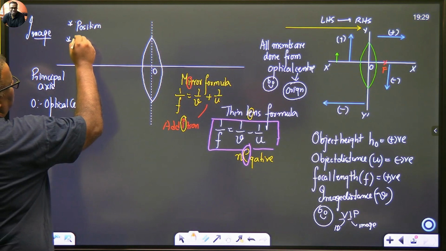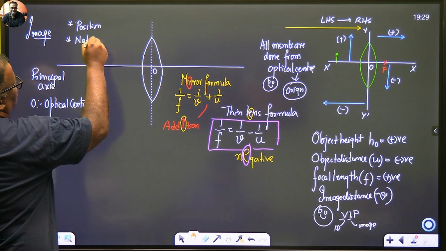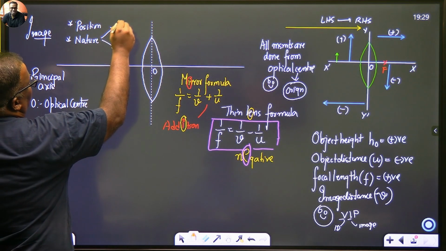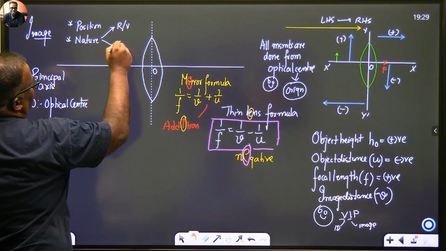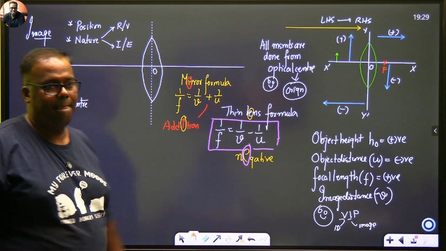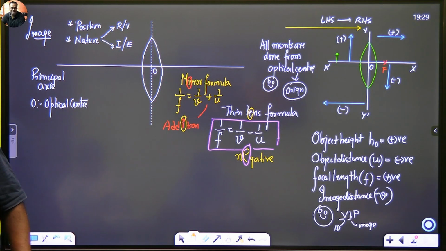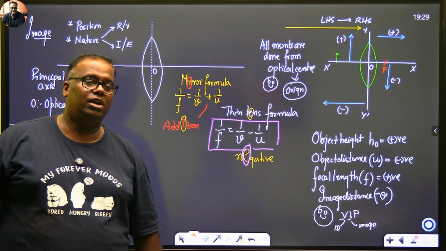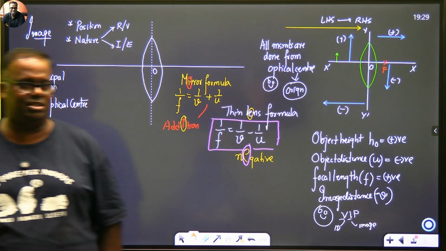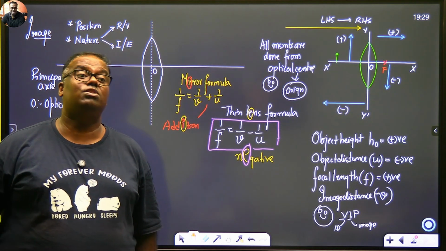Then we would be interested to know what is the nature of the image. By nature, we will be talking on two things. Is it real or is it virtual? Is it inverted or is it erect? Now, what is a real image? A real image is an image which is formed by actual intersection of rays. And what is a virtual image?